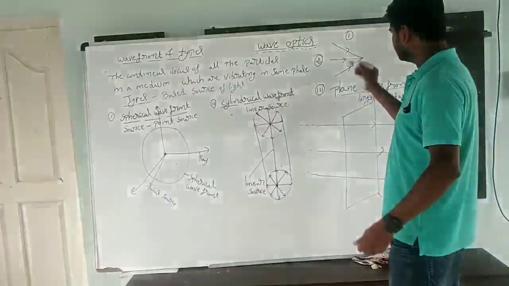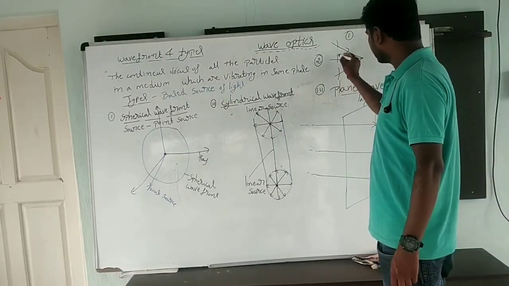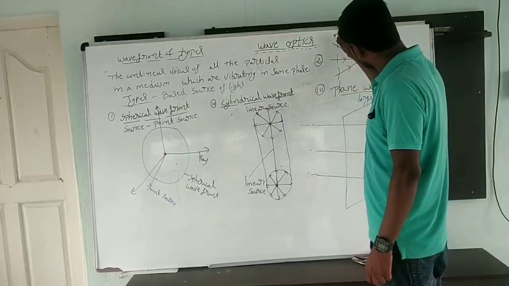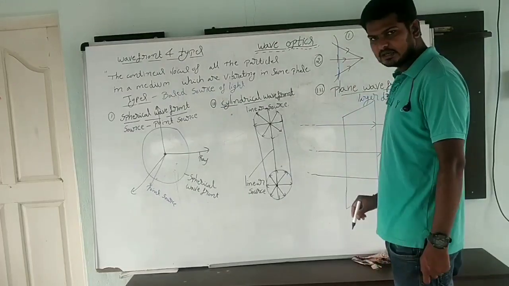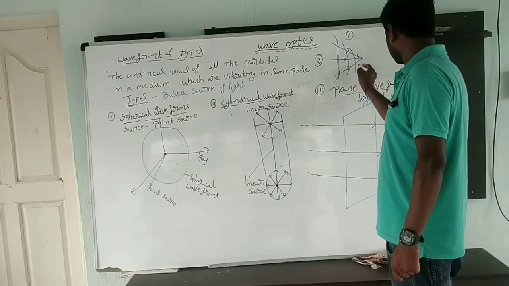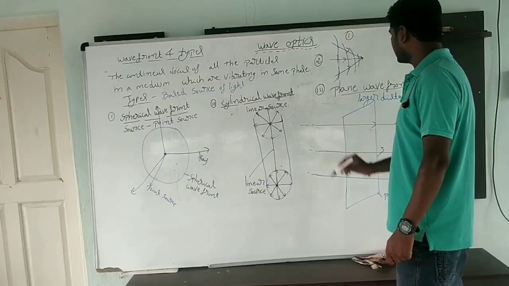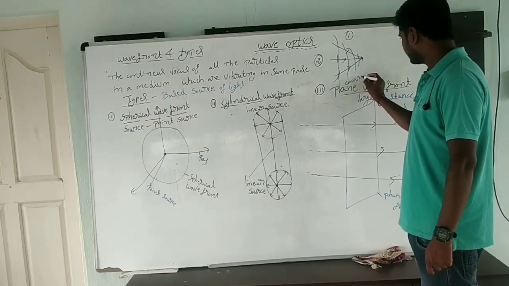Let me see. This is red. Here I am going to draw a number. Three numbers. And I am going to join these three. What will become? One spherical wave. Again, here it will be one spherical wave. What will happen? They are going to converge. Means this is called as what? Converging spherical wave.